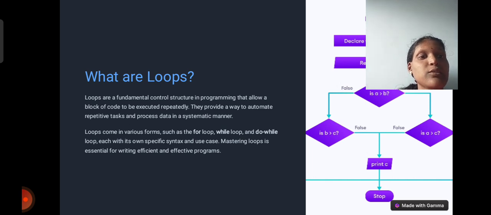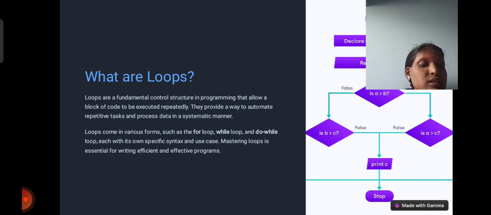Loops have two types. One is the entry control loop and the second is the exit control loop. In an entry control loop, the test condition is checked before entering the main body of the loop. For example, the for loop and the while loop are entry control loops.